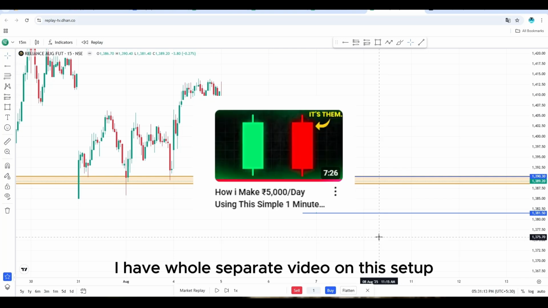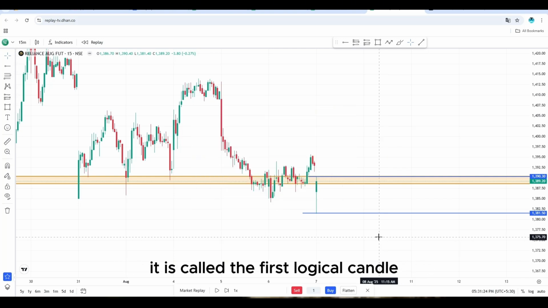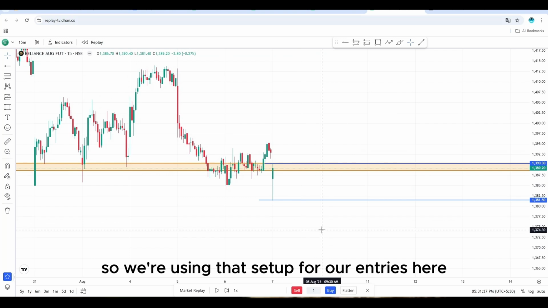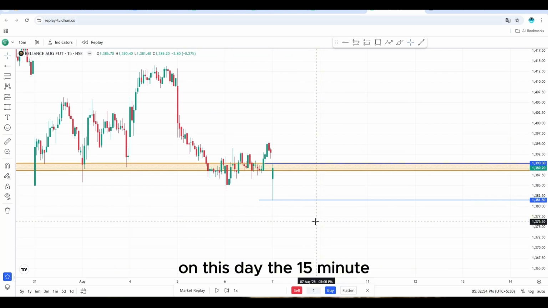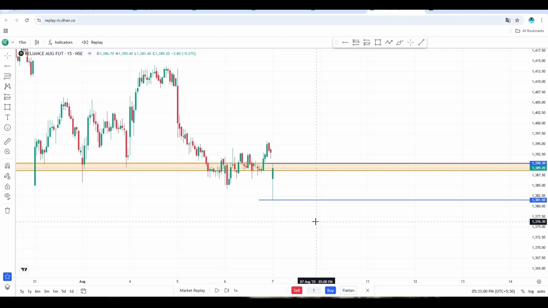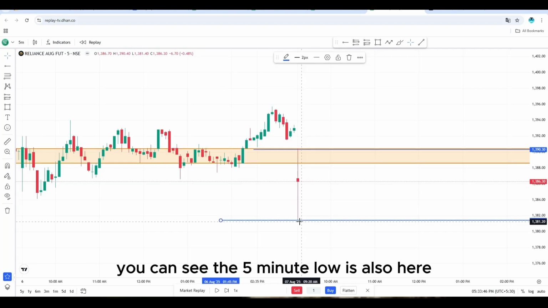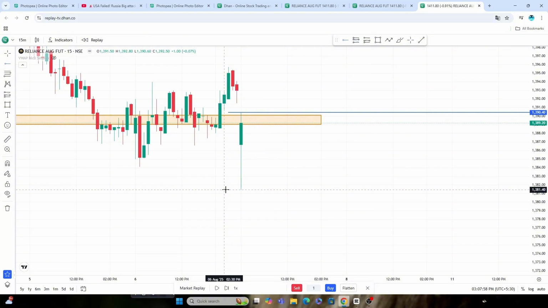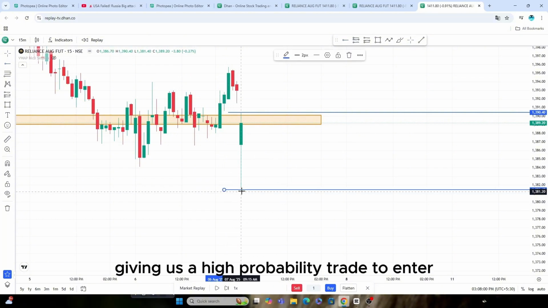I have a whole separate video on this setup. It is called the first logical candle. So we are using that setup for our entries here. On this day, the 15 minute and the 5 minute low formed in the same candle. What I mean by this is, you can see the 5 minute low is also here and the 15 minute low is also on the same level, giving us a high probability trade to enter.